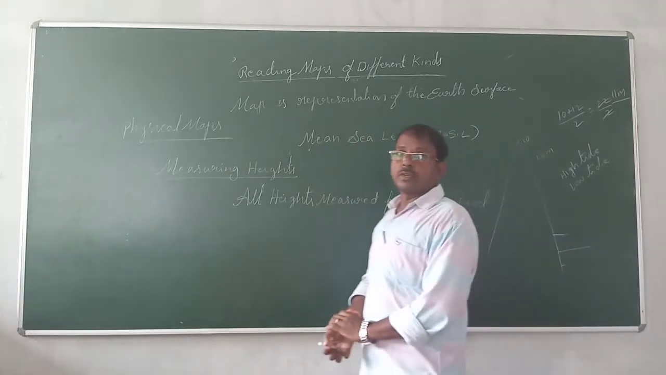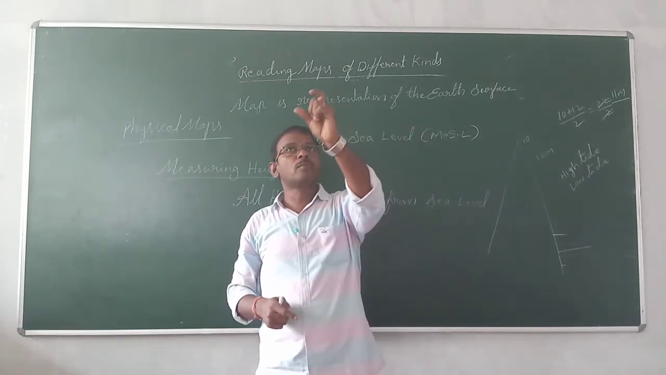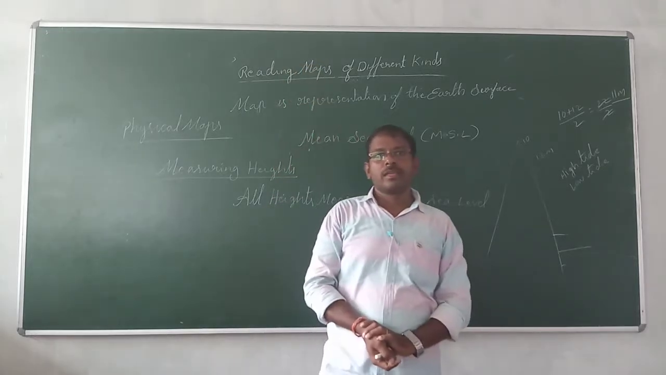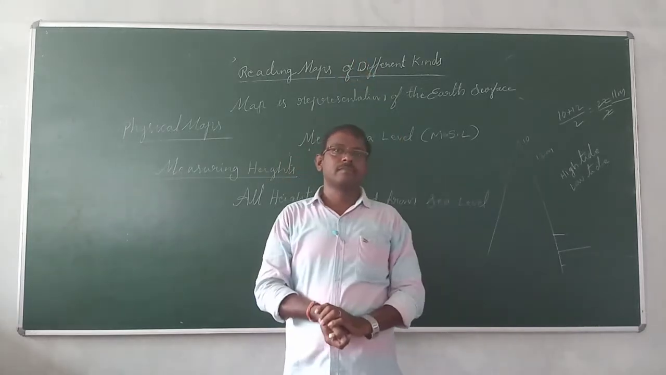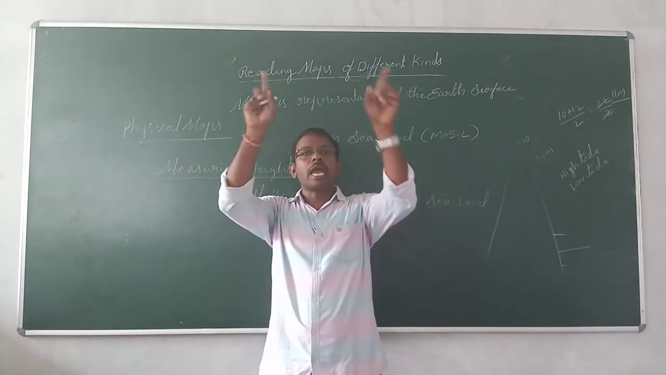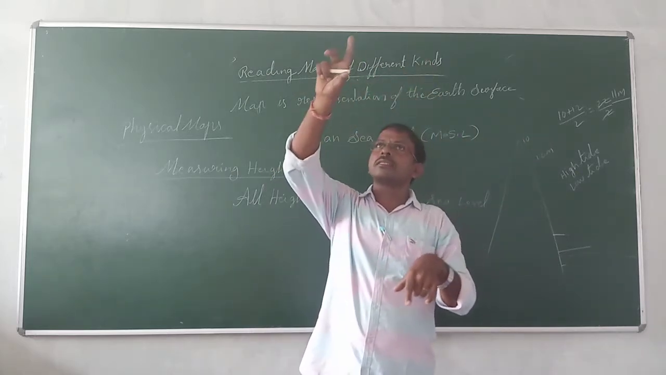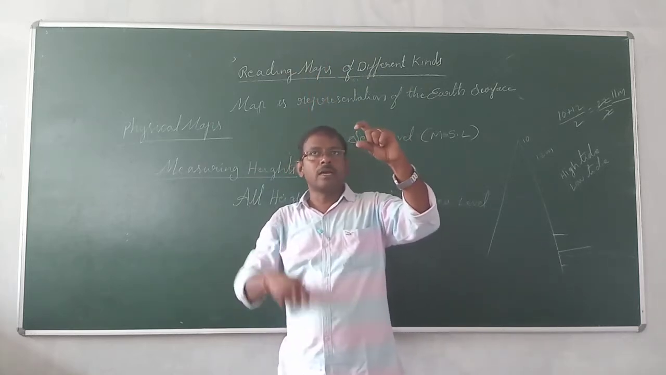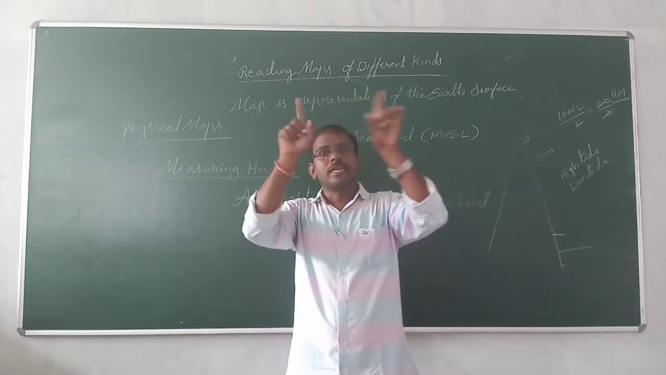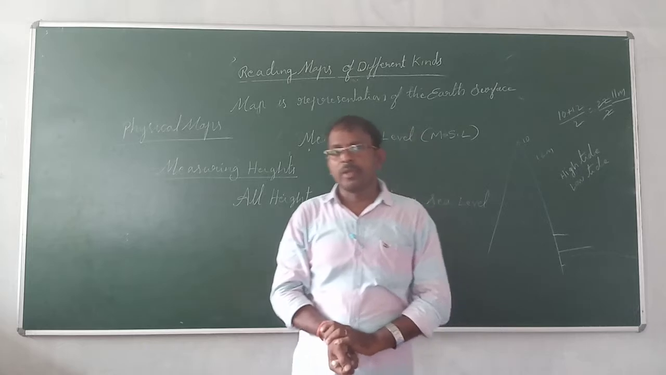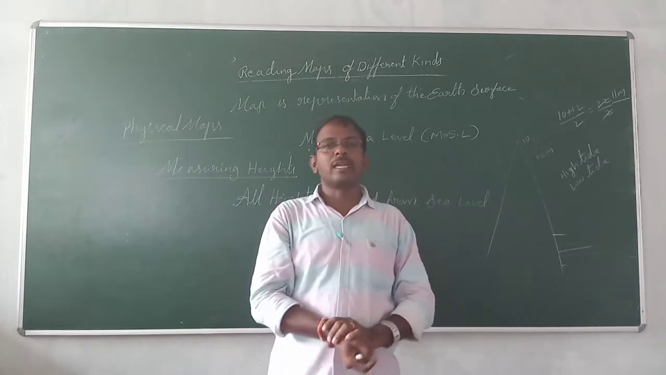Dear students, if you observe any railway station or bus station, there will be a display board. On the right side, MSL will be there, mean sea level: how much height that place is located above sea level. If you go to Rajahmundry railway station, Narsapur, Hyderabad, wherever, the display board will have MSL written with the height. If you ever go to any railway station, please note down the MSL height of that place.